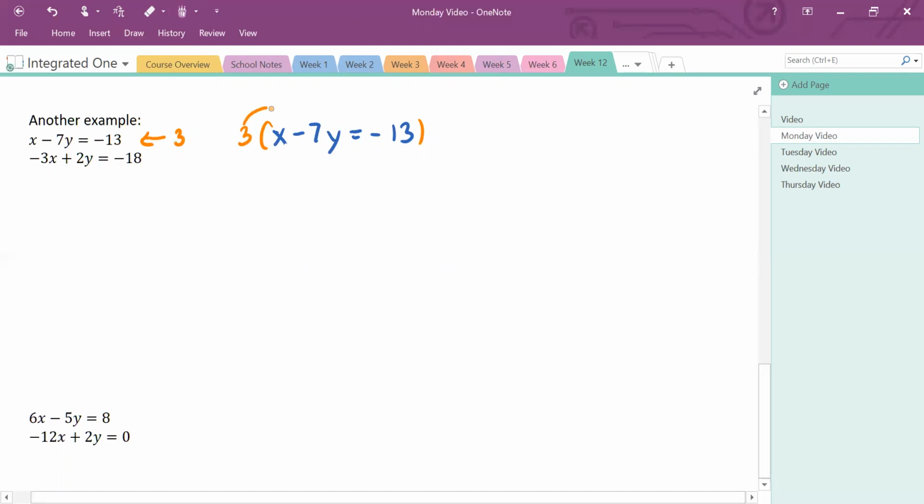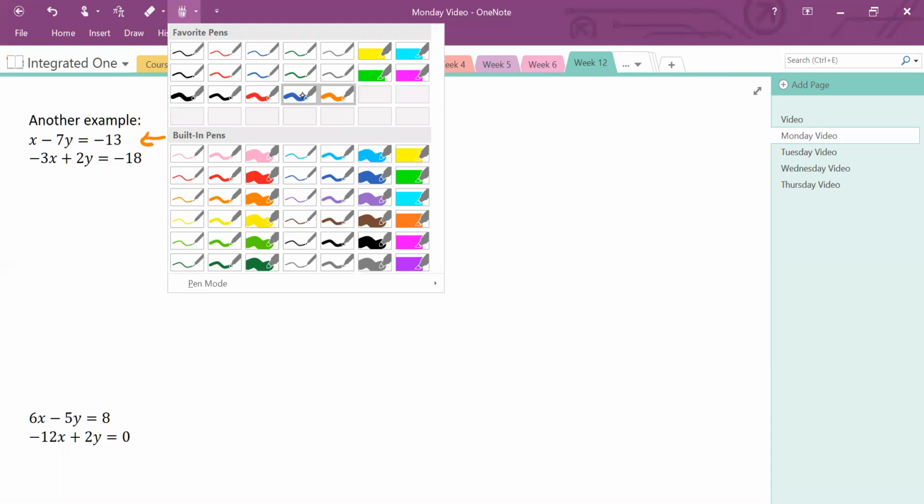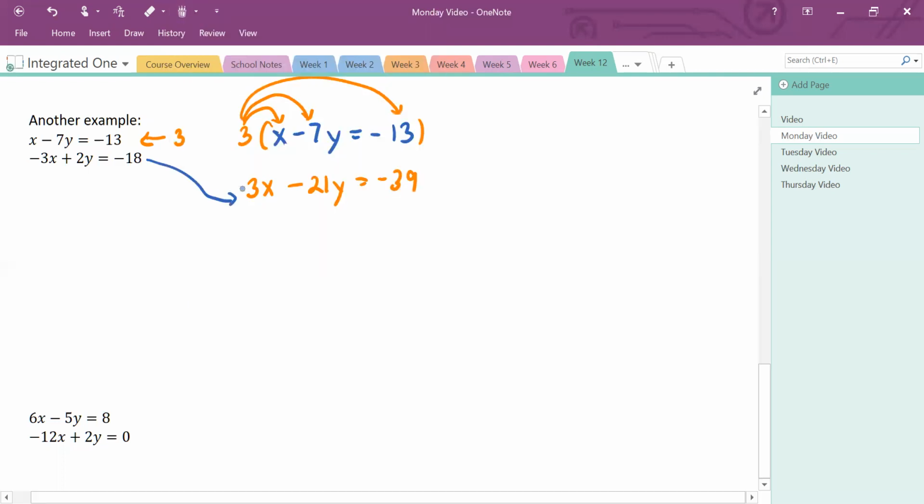And I'm going to multiply this whole thing by 3. So 3 times x is 3x, 3 times negative 7y is negative 21y, is equal to 3 times negative 13 is negative 39. Now I'm going to write my other equation down below and use my elimination method to solve. So that's negative 3x plus 2y is equal to negative 18.